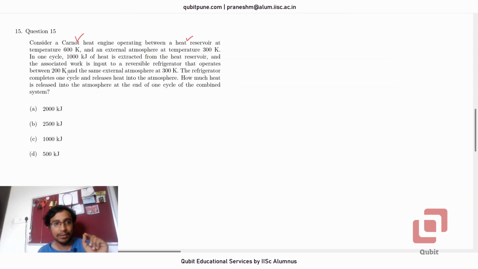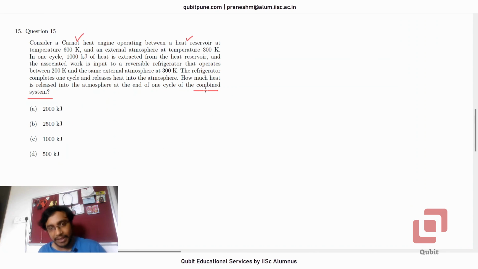In one cycle, 1000 kilojoules of heat is extracted from the heat reservoir and the associated work is input to a reversible refrigerator that operates between 200 Kelvin and the same external atmosphere at 300 Kelvin. The refrigerator completes one cycle and releases heat into the atmosphere. How much heat is released into the atmosphere at the end of one cycle of the combined system? 2000, 2500, 1000 and 500 kilojoules.